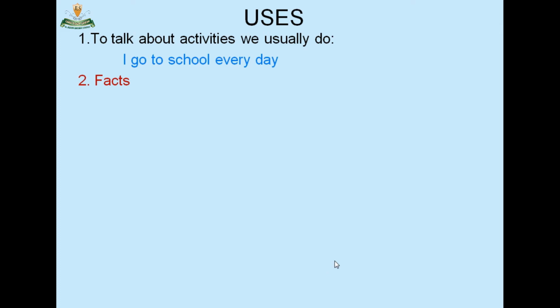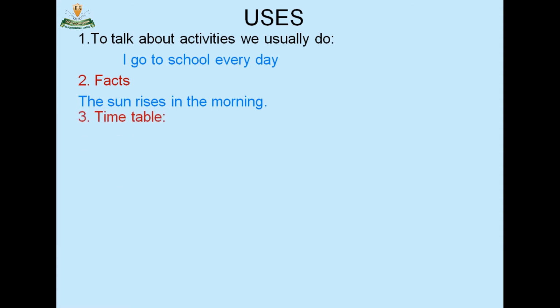The second use is for facts. And by facts, we mean things that never change. When you talk about a fact, it's something that can never change. Just like when you say the sun rises in the morning, that's a fact. And if you look at the verb rises, it's present simple tense.